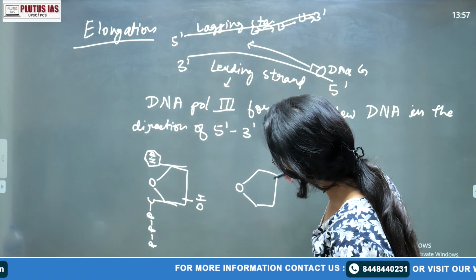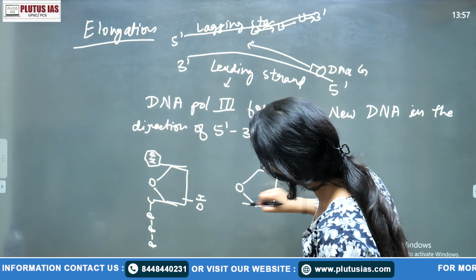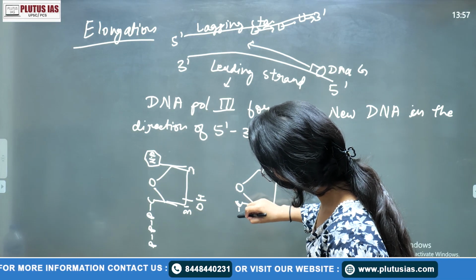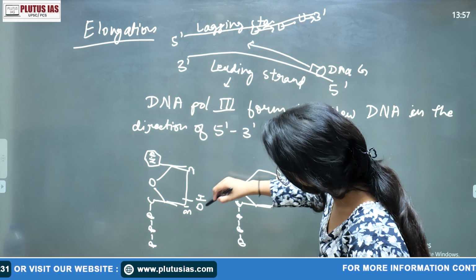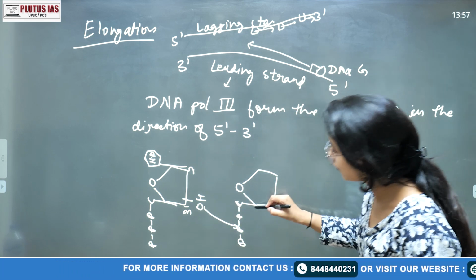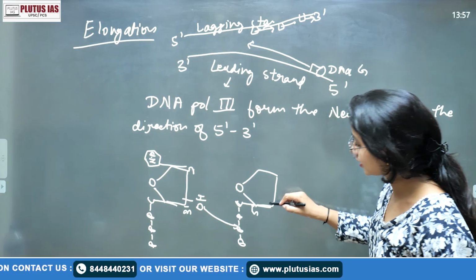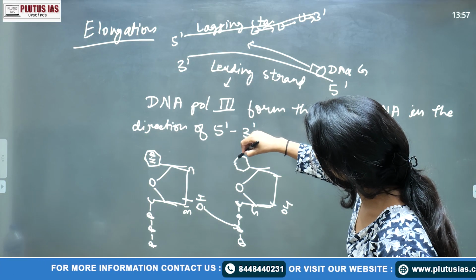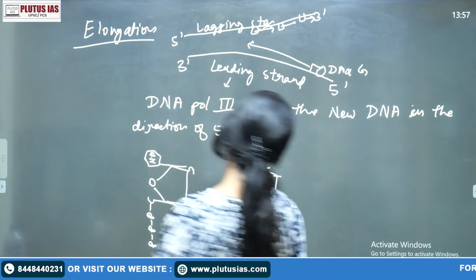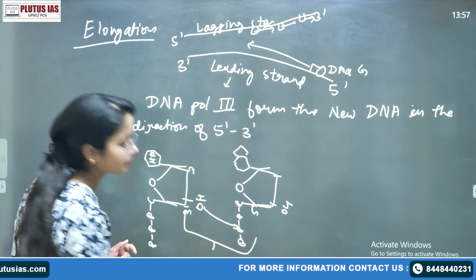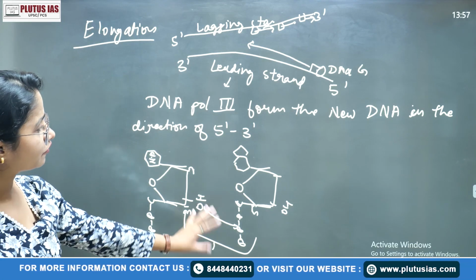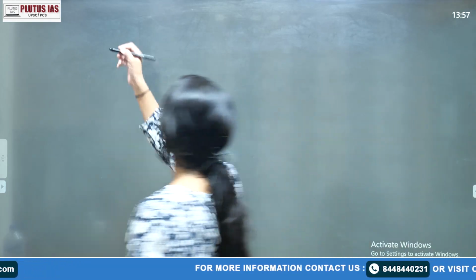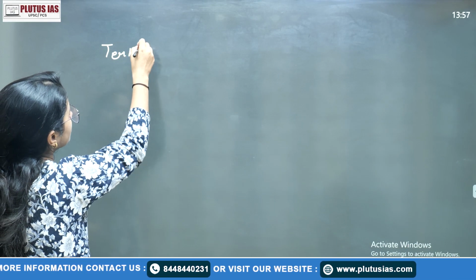Suppose that is how the elongation process occurs. From here this 3 end OH attacks the 5 end carbon, or better said the phosphate, of the incoming nucleotide. So here the phosphodiester bond forms. This is your elongation process, and then the termination process comes.